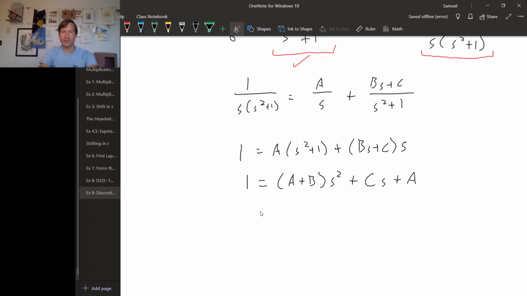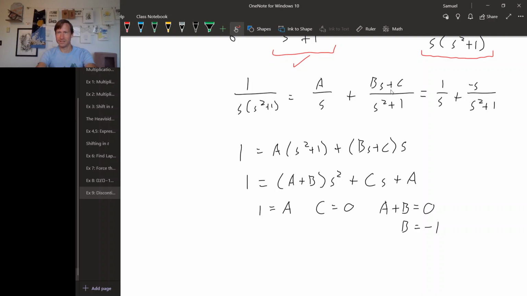So looking at constant terms, we know that a has to be 1. Looking at s terms, we see that c has to be 0. And then looking at s squared terms, we see that a plus b has to be 0, but a is 1, and so b must be minus 1. So now a plus b is 0. Okay, so that means that our partial fractions decomposition is 1 over s plus negative s over s squared plus 1.